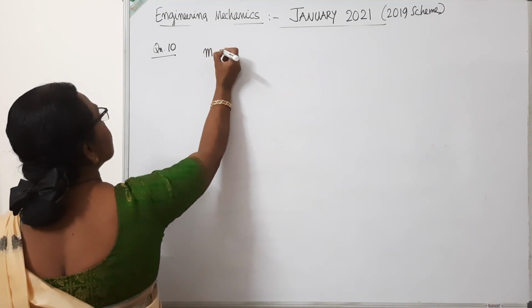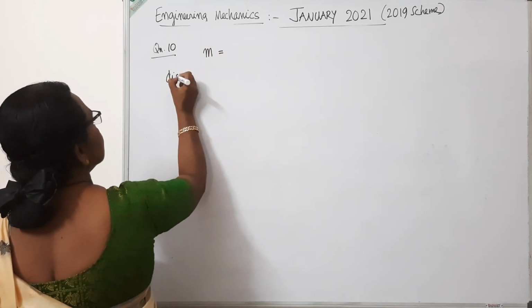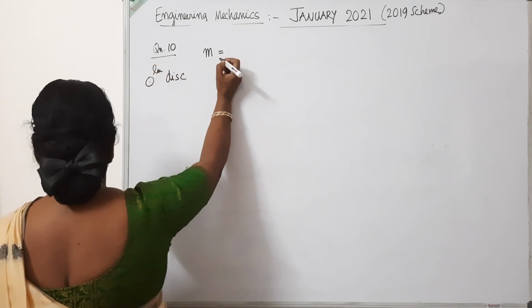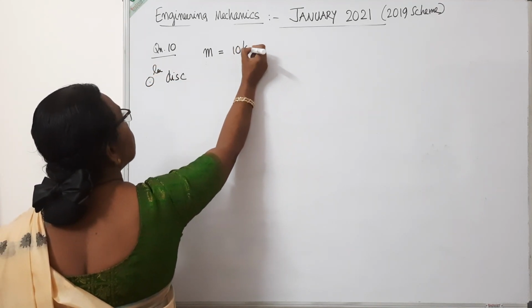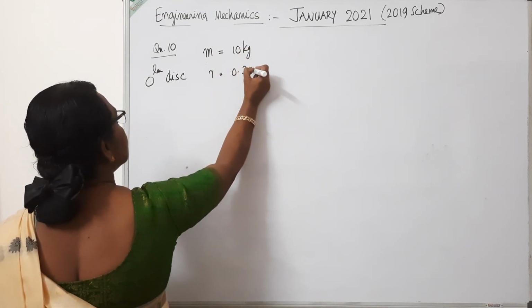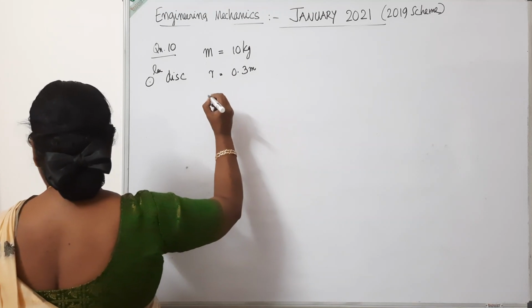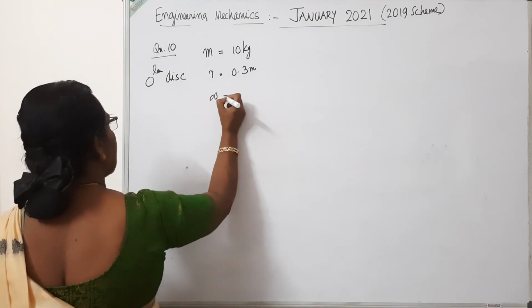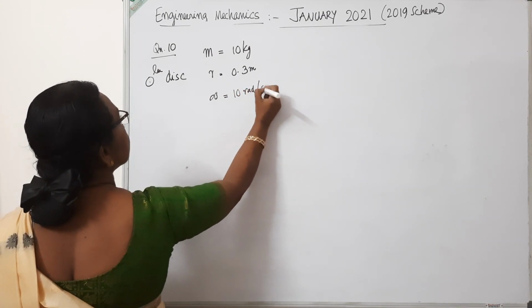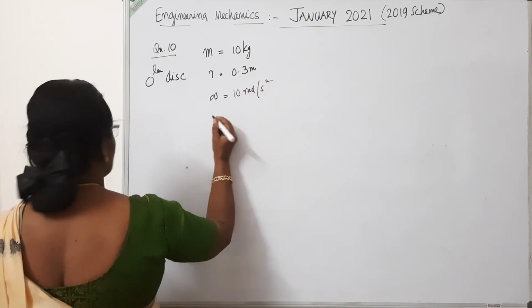So question 10. A solid circular disc, mass is equal to 10 kilogram, its radius is equal to 0.3 meter. It is rotating about its center with constant angular acceleration, so angular acceleration alpha is 10 radian per second square. We are asked to find the torque.